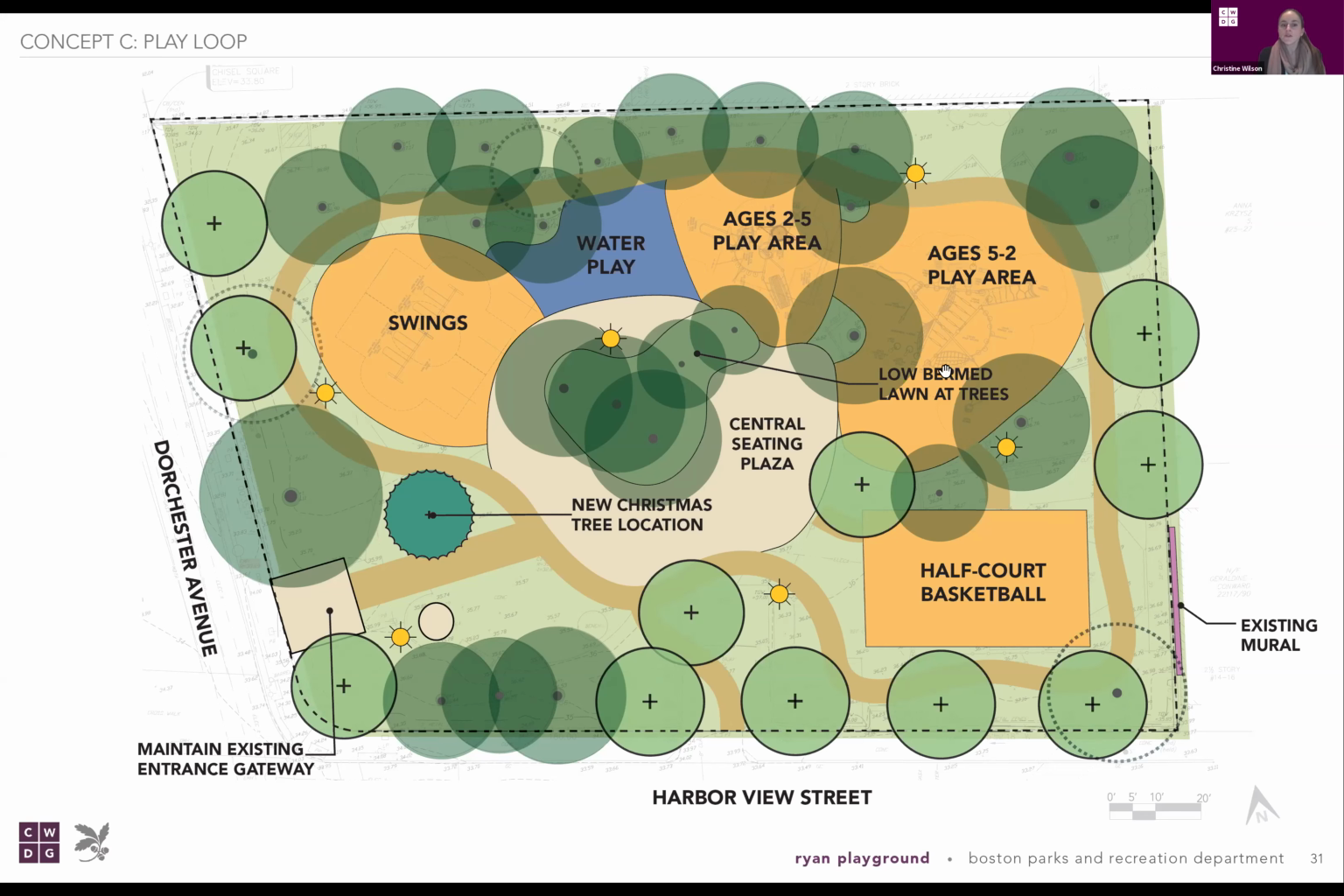So this final scheme, C, as I mentioned, has the existing structure. We have the new Christmas tree location. We have the meandering path around all the play. And within that, we have the swings, the water play, the 2 to 5, 5 to 12. And then in the central area, we're going to protect the existing trees and have some seating areas around it. A good place to have the summer art program, centrally located in the middle of this playground.